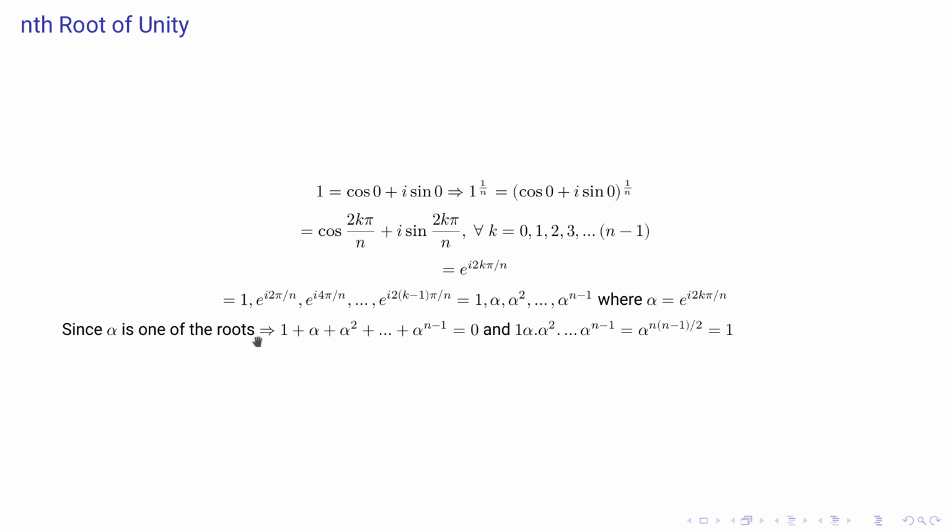Because alpha is one of the roots, we can substitute it in this equation and we will find that 1 plus alpha plus alpha square up to alpha to the power n minus 1 is equal to 0. And the product of roots will be equal to alpha to the power n into n minus 1 by 2, which is equal to 1.